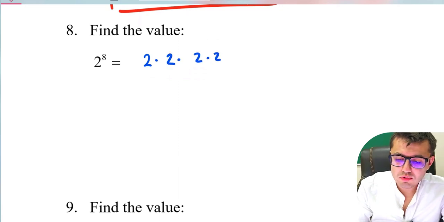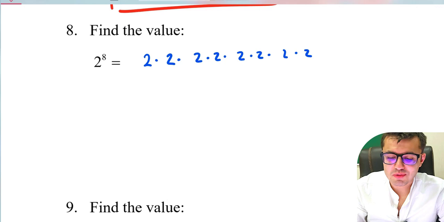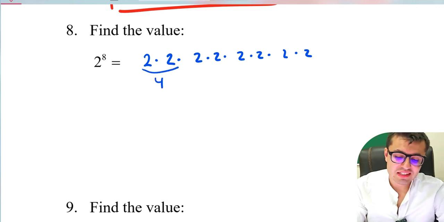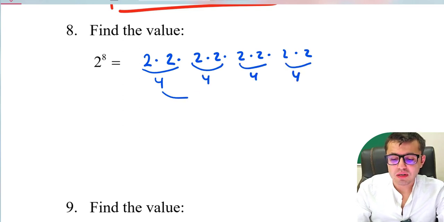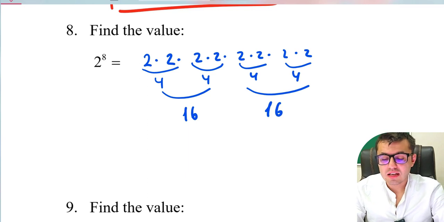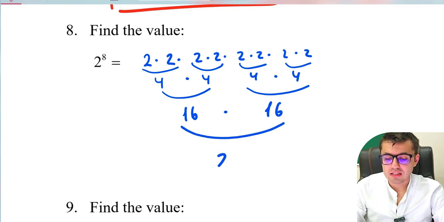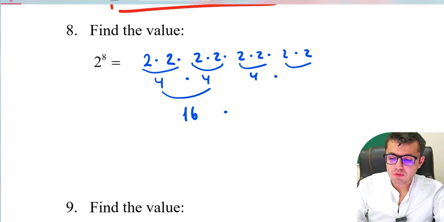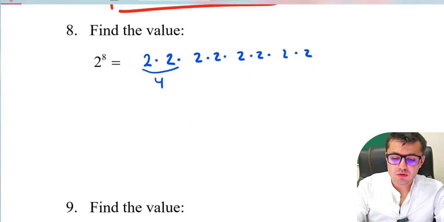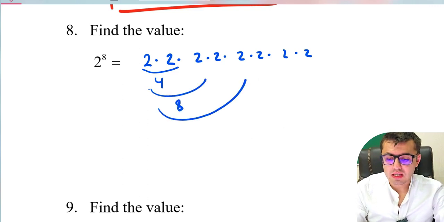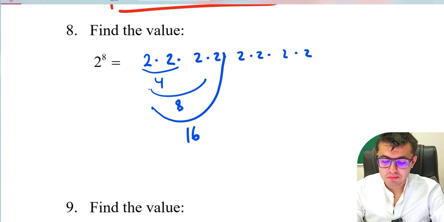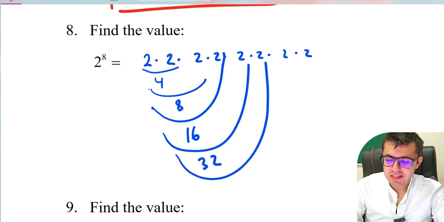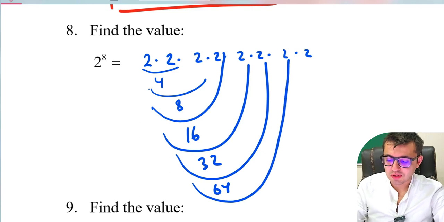2 times 2 times 2 times 2 times 2 times 2 times 2 times 2. This one is 4, right? And there are different ways you can do this. You can multiply these 4s, and then multiply these together, 16, and this is 16 together, and then 16 times 16 will be 256. Or some of you did 2 times 2 is 4, then times another 2 is 8, times another 2 is 16. This may look ugly, but times another 2 is 32, times another 2 is 64, times another 2, 128, and then 256.